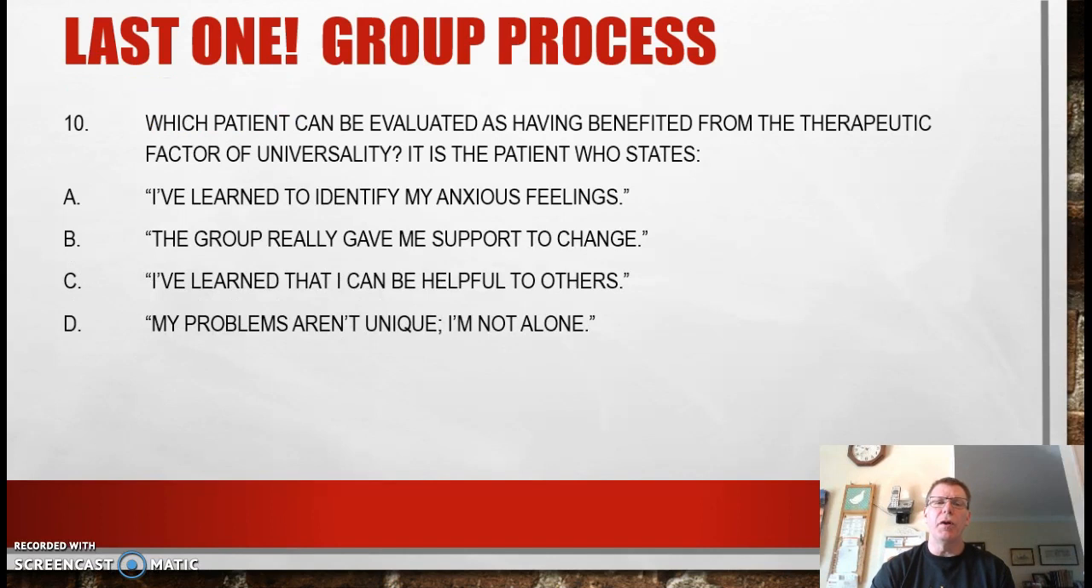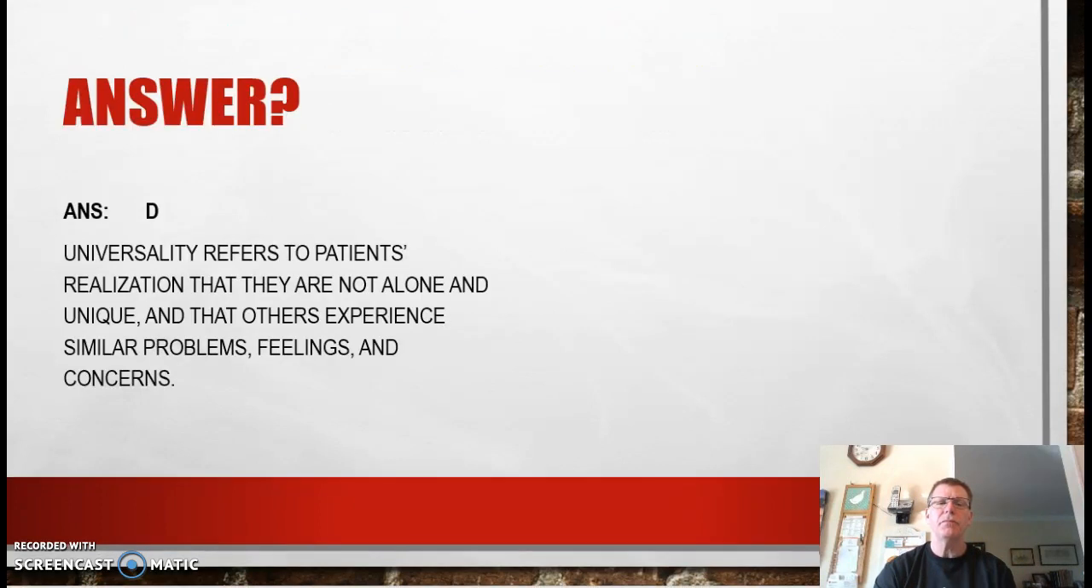And then the last one for the review, 10. Which patient can be evaluated as having benefit from the therapeutic factor of universality? So universality was a theme. We talked about Yalom's principles associated with group process. In this case, it's a patient who, pause your video. D is the answer. Universality refers to the patient's realization that they're not alone, okay, and that others have experienced similar types of feelings and concerns in the past.